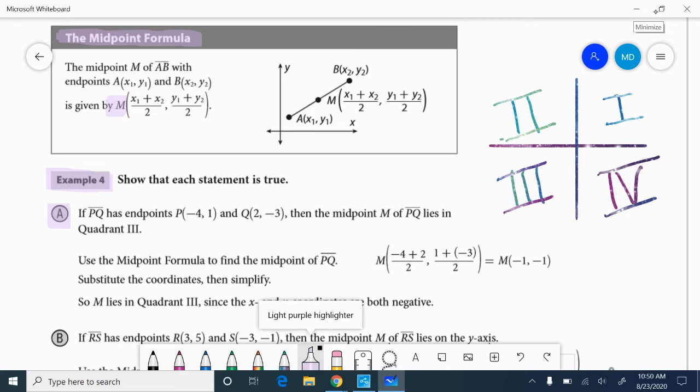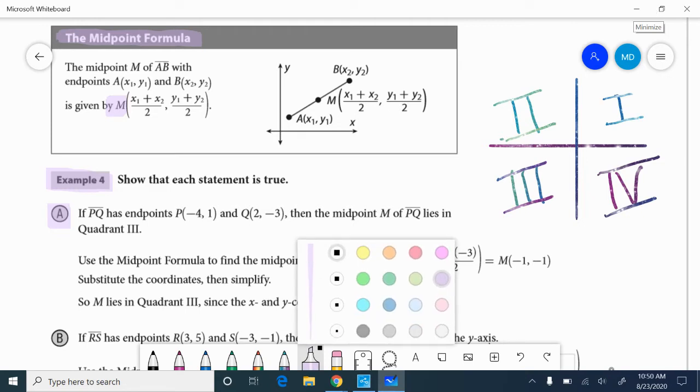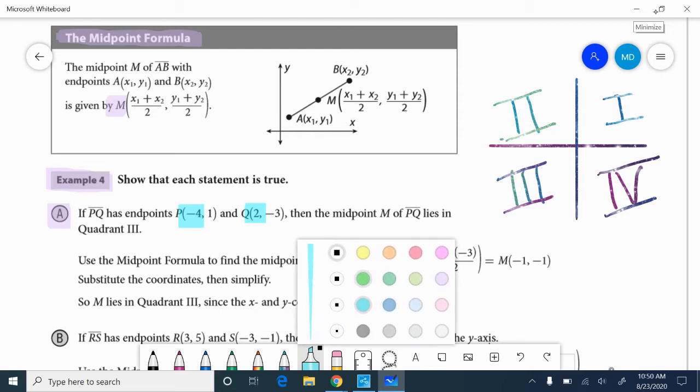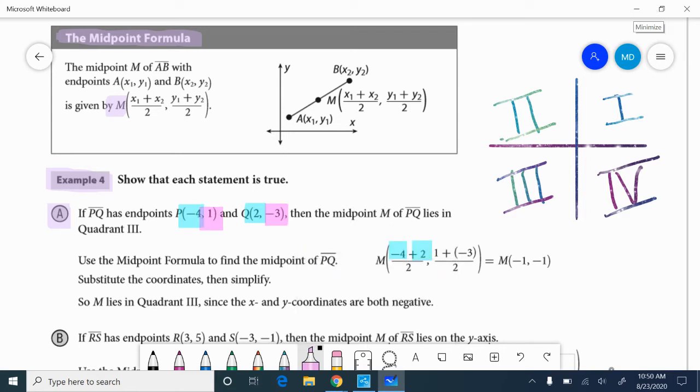Let's go back with my highlighter and we're going to highlight our x's in one color. Let's use blue this time. So negative 4 and 2, and you can see this is where they added negative 4 and 2, and then they add the y's. Let's use pink, 1 and negative 3, so they added them over here. Notice that we're using the p coordinates first and the q coordinates second. You have to make sure you're consistent with your order, but you could reverse it.